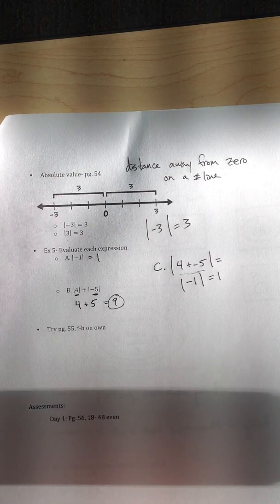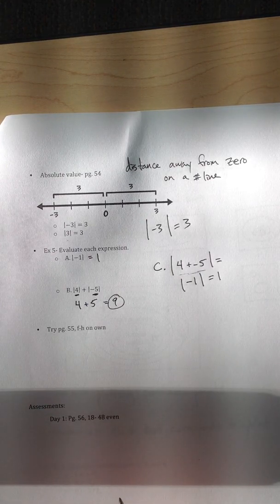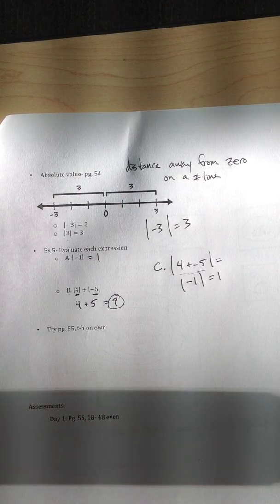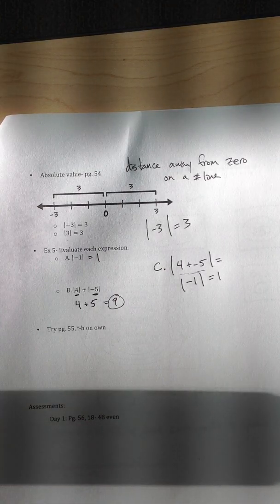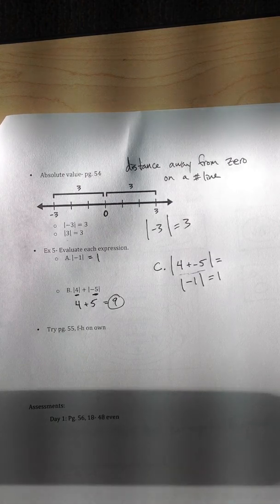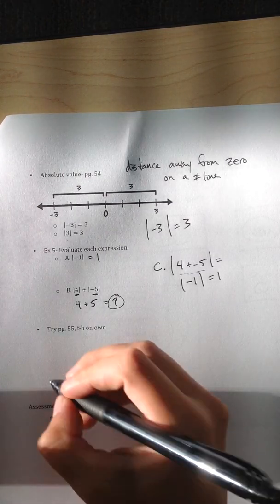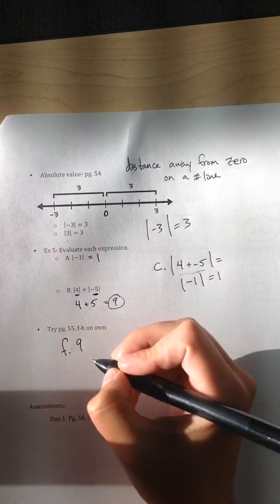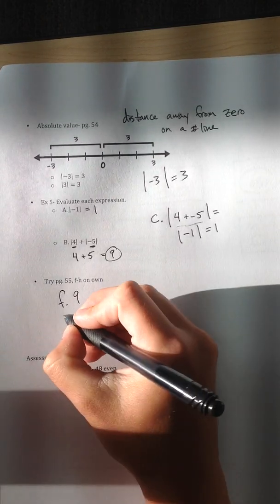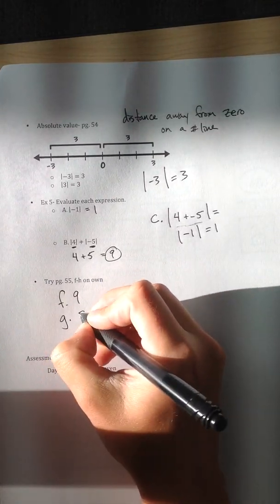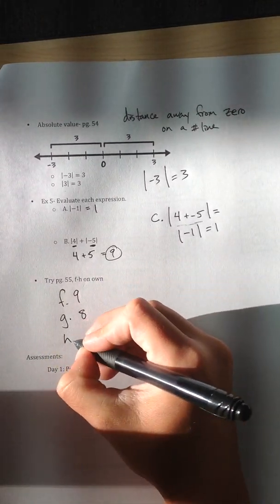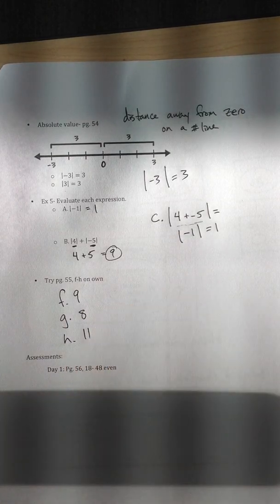Okay, so tryouts on page 55, F through H on your own, and then I will check in and give you the answer to those. Okay, so for F, they got 9. For G, they got 8, and for H, they got 11.